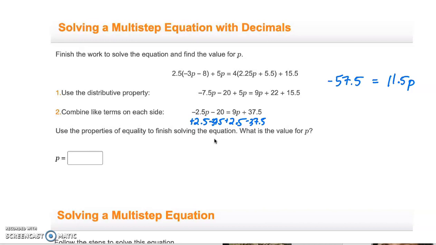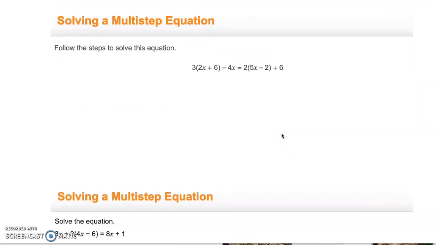57.5. Now we just got to get p alone by dividing both sides by 11.5. And we get negative 57.5 divided by 11.5 is equal to negative 5. So p equals negative 5. And if you want to go in and check that, you're welcome to. If it doesn't come out or you get some kind of weird answer like, I'm not sure, I would always recommend checking.